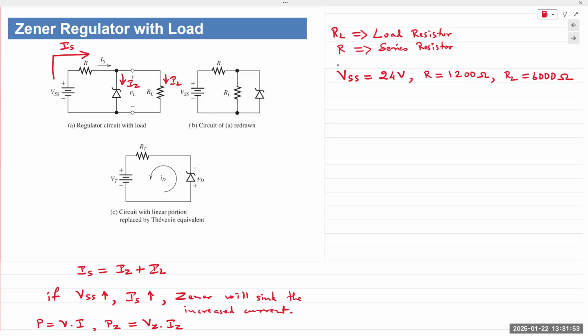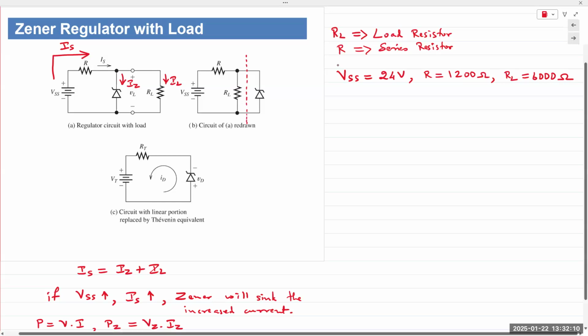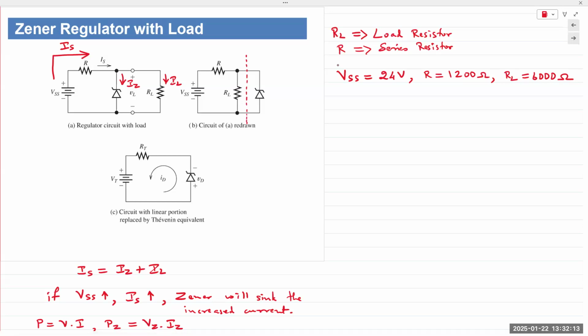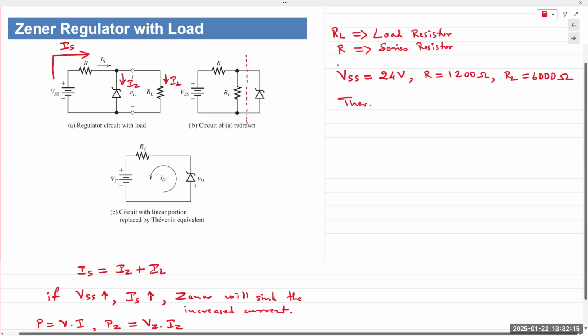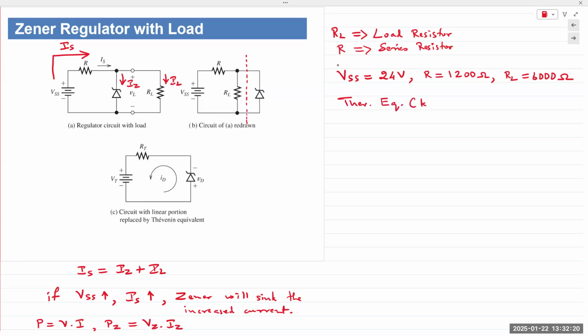So I will draw the schematic, draw the Zener diode on the right side, isolate the linear components here, and then determine the Thevenin circuit as seen by the Zener diode, so I can deduce the voltage that is being applied to that Zener diode. Okay. And so a Thevenin equivalent circuit for our Zener regulator. Let's first find Thevenin resistance RT.